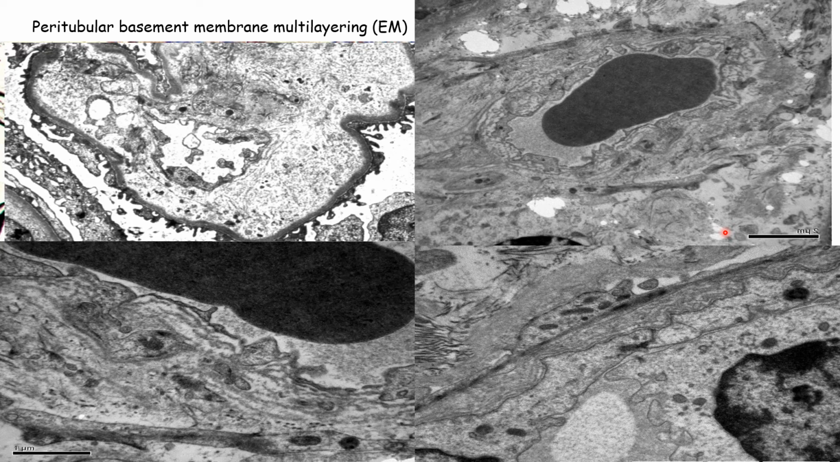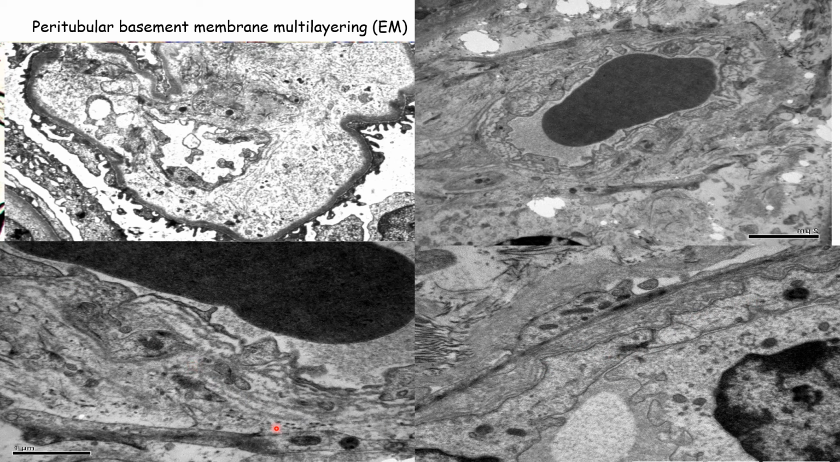At electron microscopy, as I've been showing you, very wide basement membranes, but the basement membranes have split into layers, which you can see better in this photograph over here. And if you see the peritubular capillaries, you can actually count the layers as 1, 2, 3, 4, 5 and multiple layers over here.